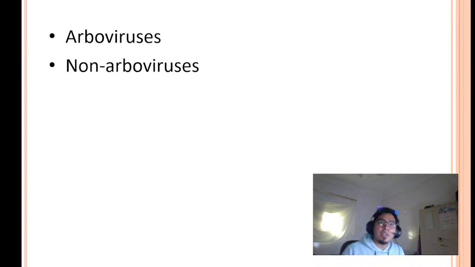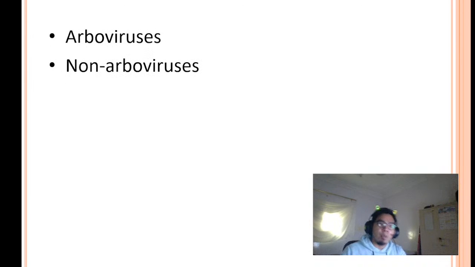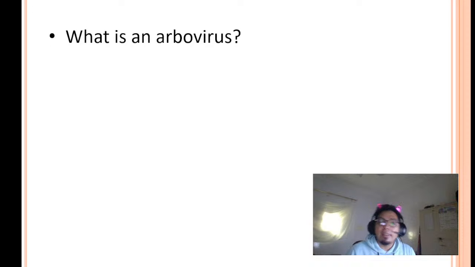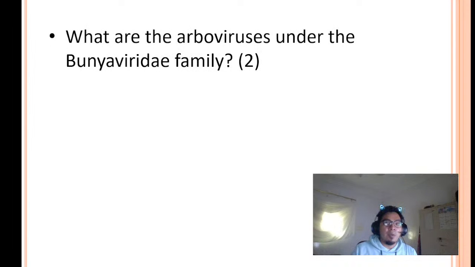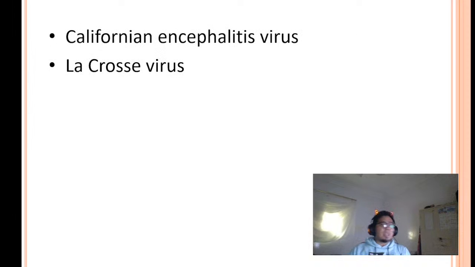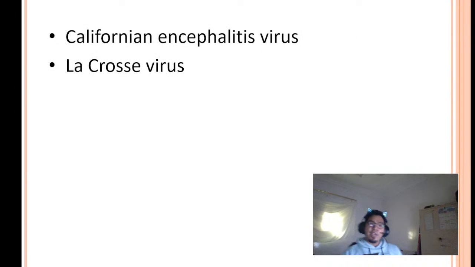What's the difference between an arbovirus and a non-arbovirus? Well, an arbovirus is transmitted by an insect vector, all right? And a non-arbovirus is not transmitted by a vector. Of course, that's the difference between them. Now, what are the arboviruses under the Bunyaviridae family that are transmitted by insects? There are actually two: the La Crosse virus and the California encephalitis virus. Now you're gonna ask me, sir, I thought the Bunyaviridae family was first discovered in Bunyamwera, Uganda. Why is there a California encephalitis virus?